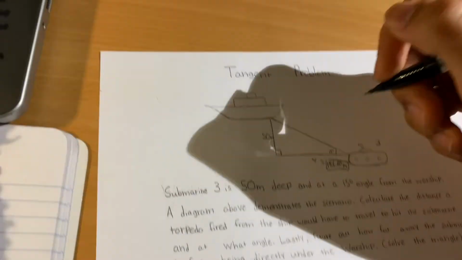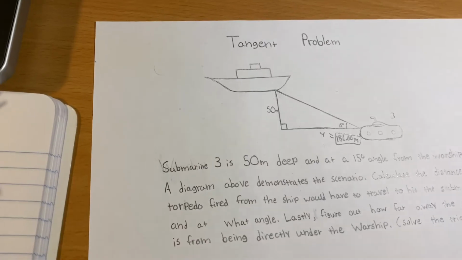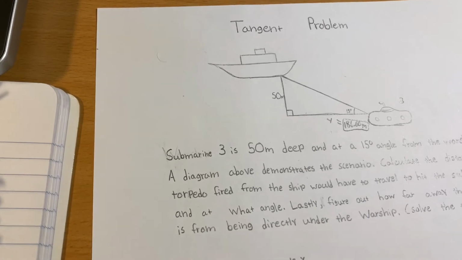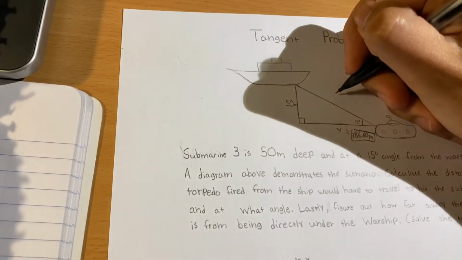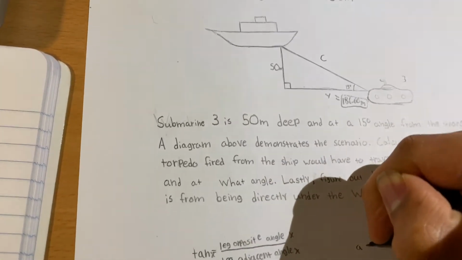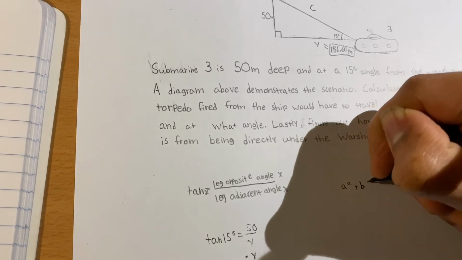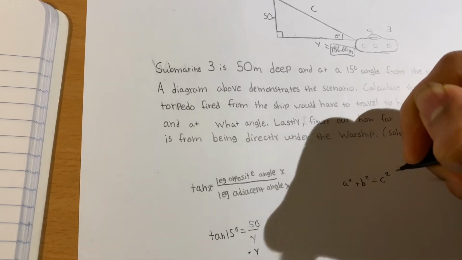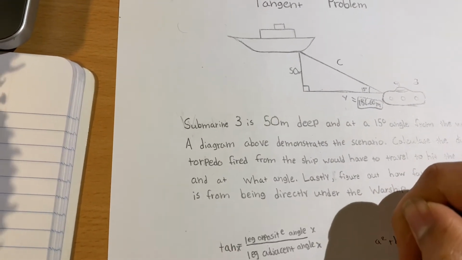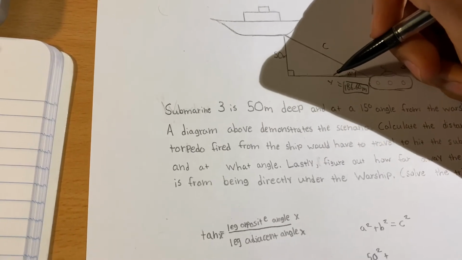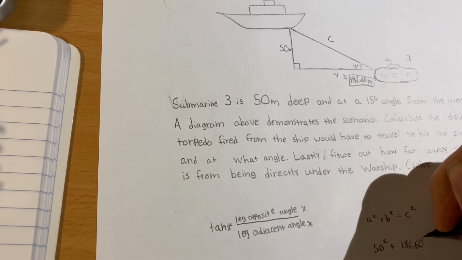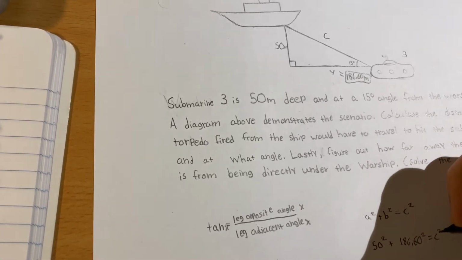If I want to find this hypotenuse, it's as simple as the Pythagorean theorem: a squared plus b squared equals c squared, where a and b are legs and c is the hypotenuse. So I'll label this c. I'll write the formula: a squared plus b squared equals c squared. I'll choose this leg, a, as 50. So 50 squared plus b, which is the other leg we just found, 186.60 squared, equals c squared.